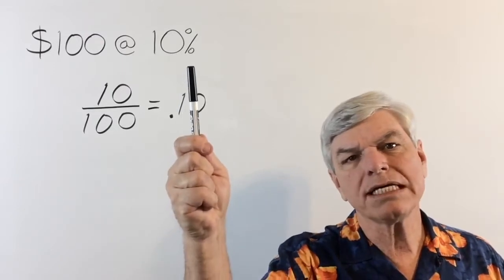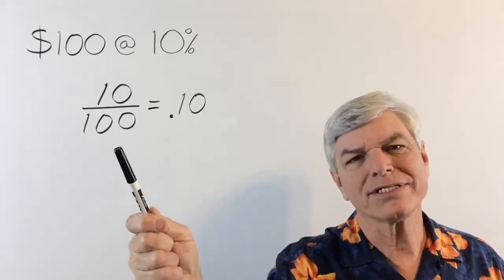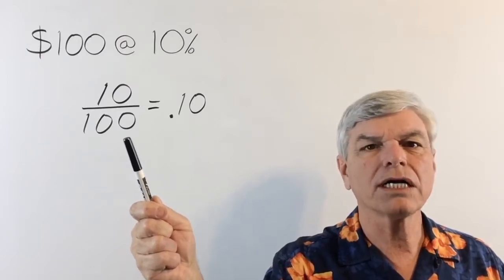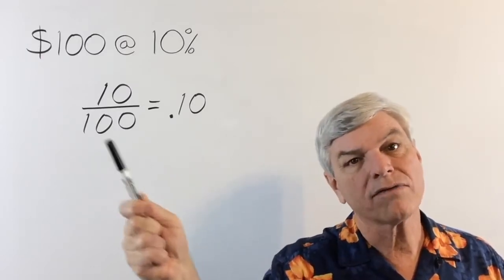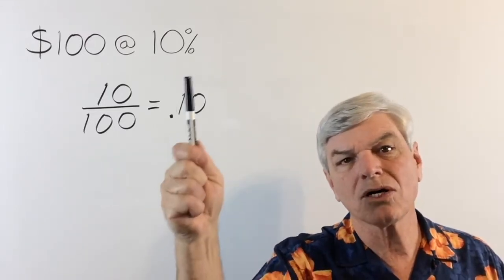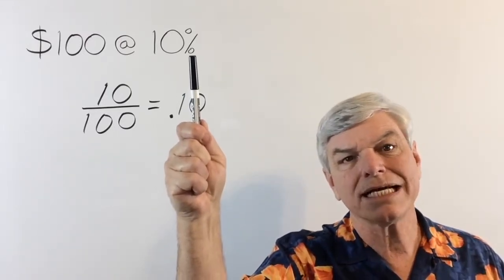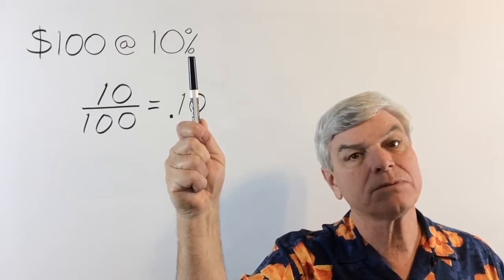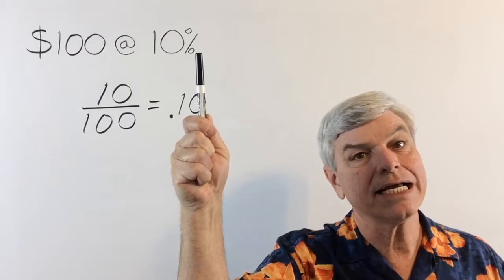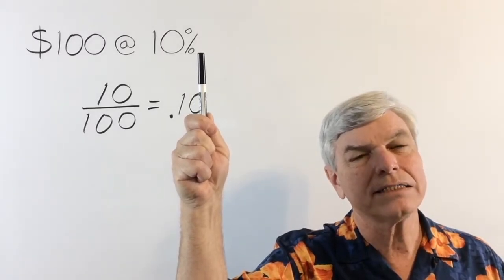Okay, so the easiest thing to do, you don't want to do all this hard work. Put the 10 over 100, put that in your calculator, and it gives you 0.10. All you need to do is take the decimal. Remember, if we don't have a decimal point, the decimal is behind the last number on the right.